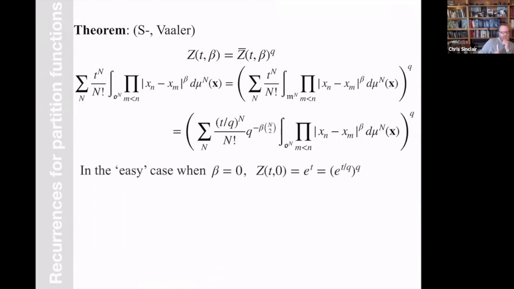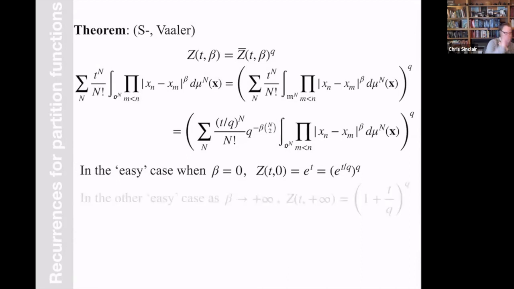Okay. So there are a couple easy cases to check. We should make sure that this jives with our intuition. In the beta equals 0 case, that's like being at infinite temperature. And when beta equals 0, if you're at infinite temperature, there's no correlation between the particles. In that case, the partition function becomes purely exponential, which you kind of expect. It's kind of a Poisson process at that point. And you can see that the exponential does indeed satisfy e to the t equals e to the t over q to the q.